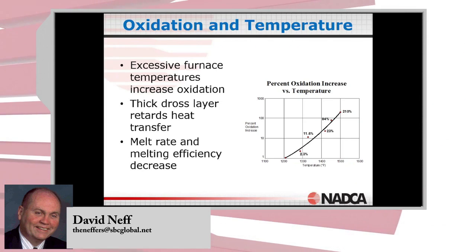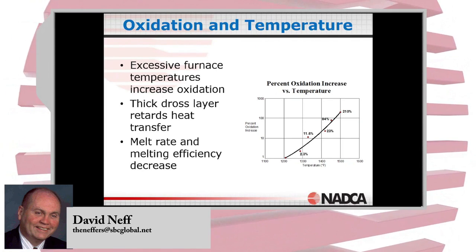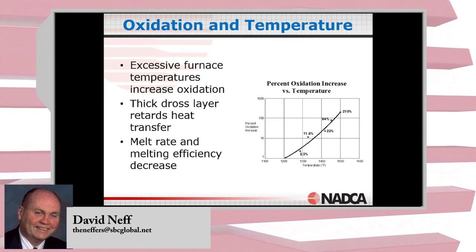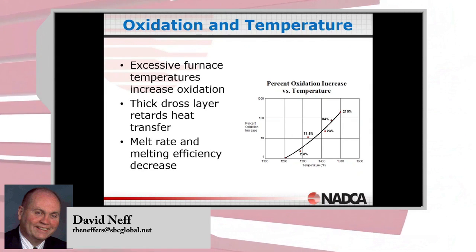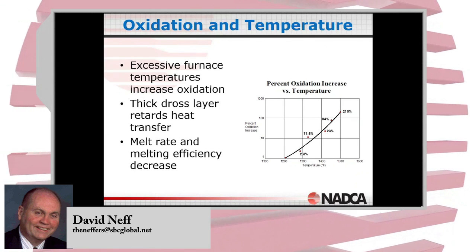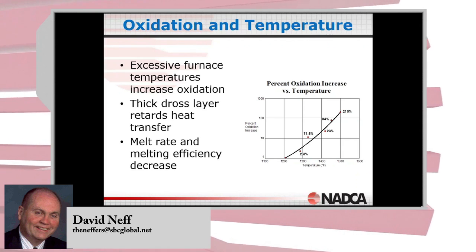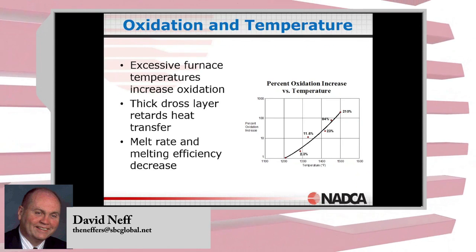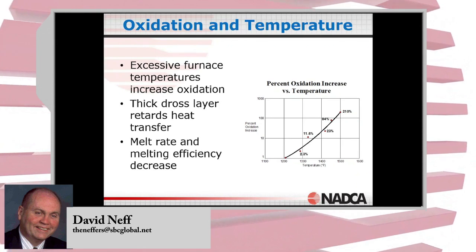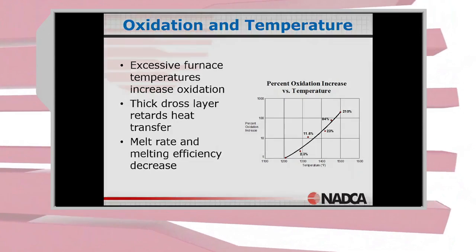If you're not accurate, the melt temperature that the melt is actually experiencing may be higher than what is actually being monitored. As this dross layer builds up, it retards heat transfer, reduces the melting rate, and increases the amount of energy necessary. Therefore, it's going to reduce the melting efficiency.